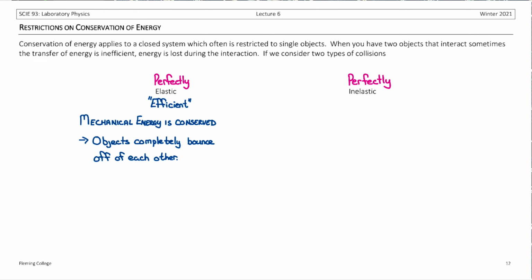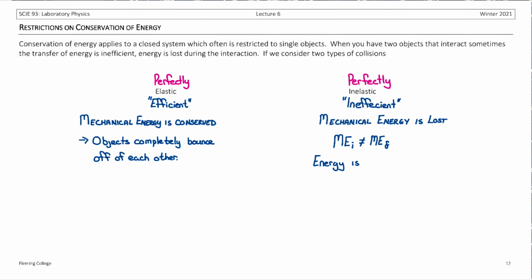The other type of collision are the inelastic collisions. And keeping with our previous thought, I think of inelastic collisions as inefficient collisions. These are the type where mechanical energy is lost. So mechanical energy initial does not equal mechanical energy final. Now remember, energy cannot be created or destroyed. So in these types of collisions, the energy's been transferred to other forms.